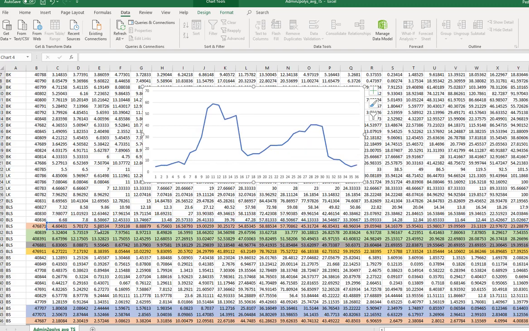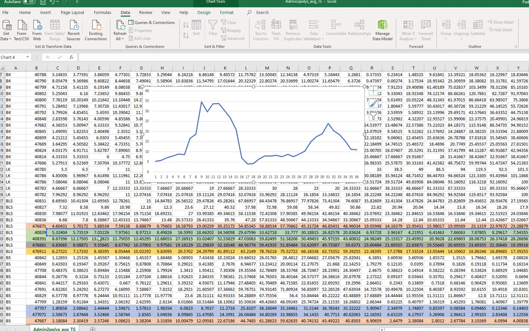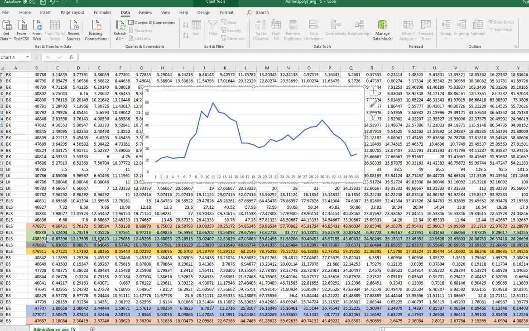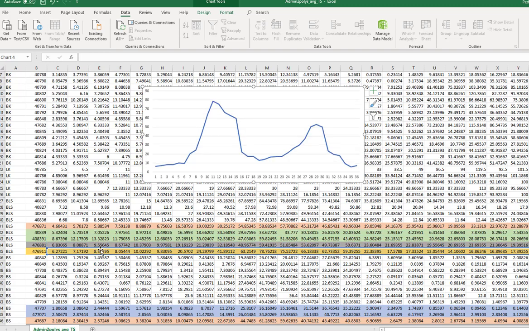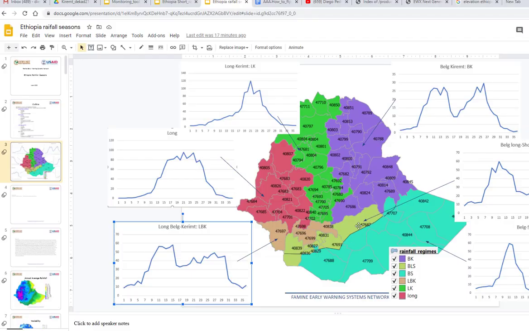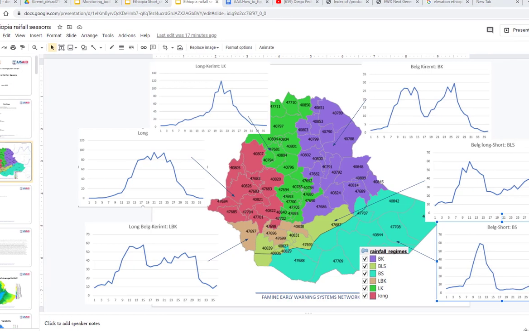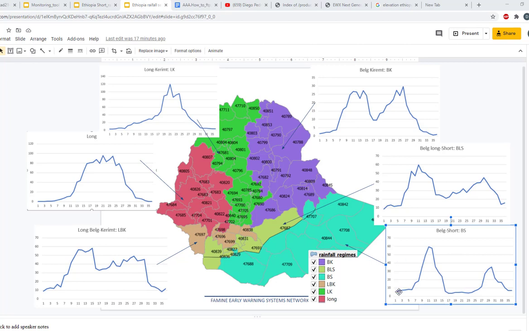All right, and these are the polygons that we divided the other day. So we divided bell into two polygons, the one on the top and the one on the bottom, and the one on the top is like this. The one on the bottom has a well-defined bell, and the one of the green has a well-defined bell and short rains.